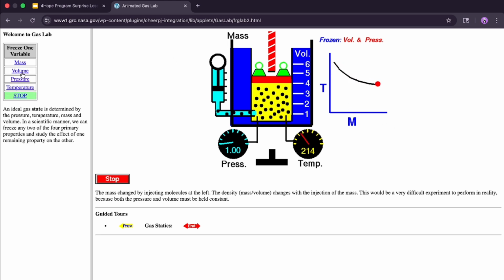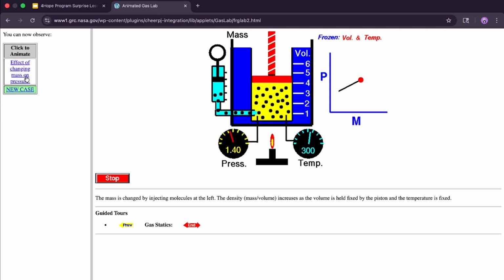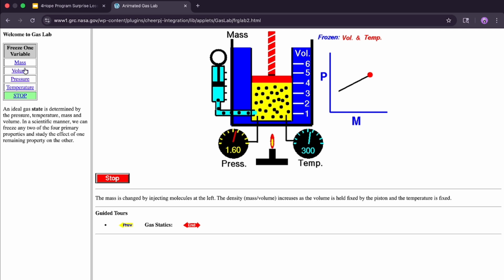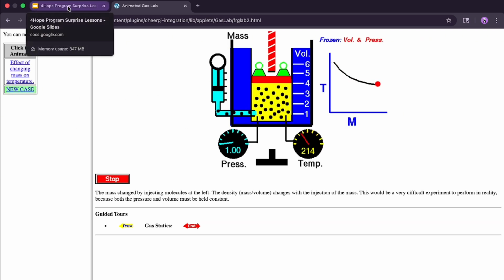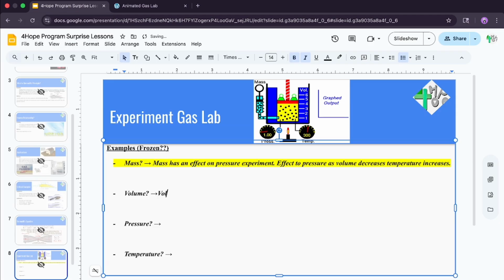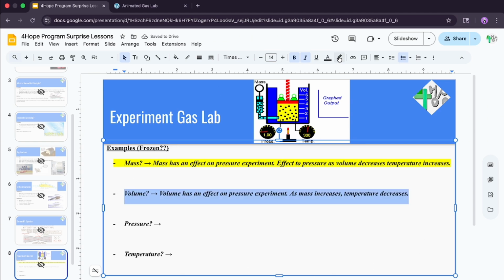Okay, so now let's see what happens if I do the temperature. There's one here, mass on pressure. It increases. It's a steady increase we can see here. So the main thing we're seeing from the pressure side is that as mass increases, temperature decreases. Volume has an effect on pressure. So as mass increases, temperature decreases, especially when it's frozen. That's a very good observation we can make on that one. Everything else steadily increases, which is interesting.